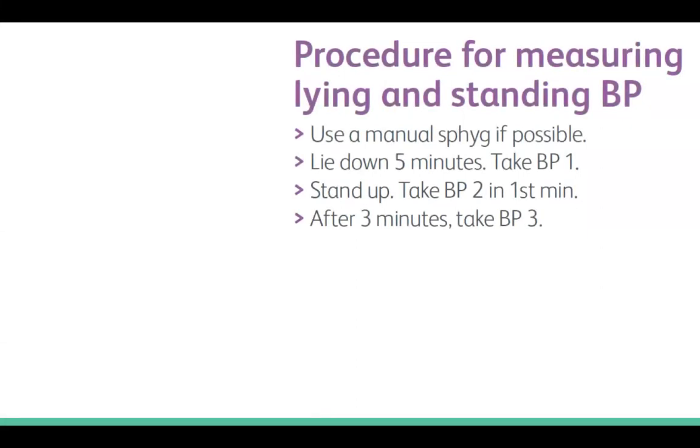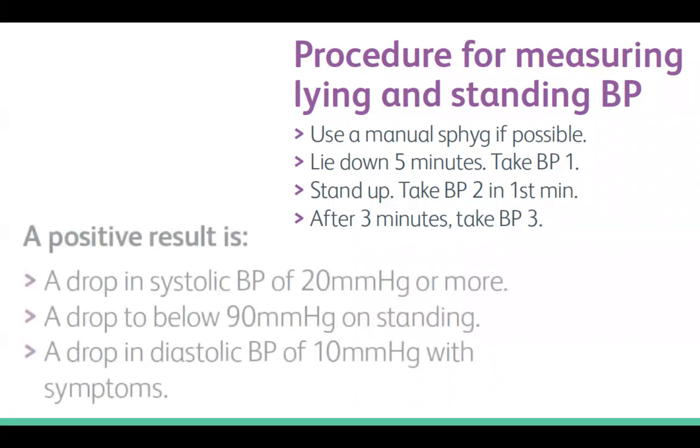Postural hypotension. How do we measure a lying and standing blood pressure? So, this is the procedure from the Royal College of Physicians. First, take a manual sphygmomanometer if possible, but if not, one on the wards, making sure that it's the correct cuff size for the patient. If the cuff is too small, the blood pressure might be falsely high. If the cuff is too big, the blood pressure might be falsely low.